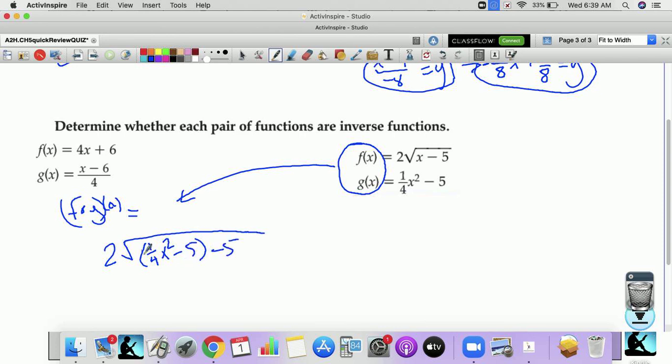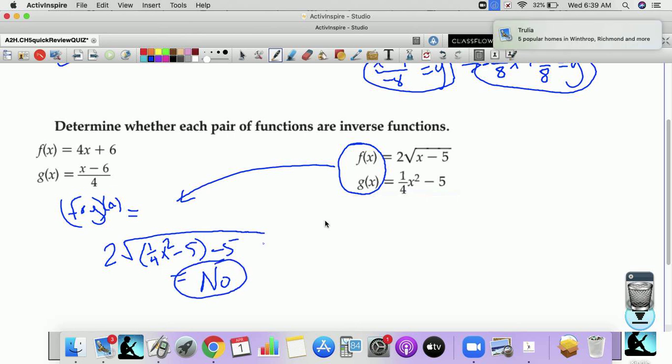So I could start by taking these parentheses off right now because we're just subtracting. And then I'm going to see I have a minus 5 and a minus 5. Are those going to cancel each other out? The answer is no. So I can automatically see that this is not going to become just x, because negative 5 minus 5 is going to give me a negative 10. Okay, so I can stop right now and say that no, these are not inverses.